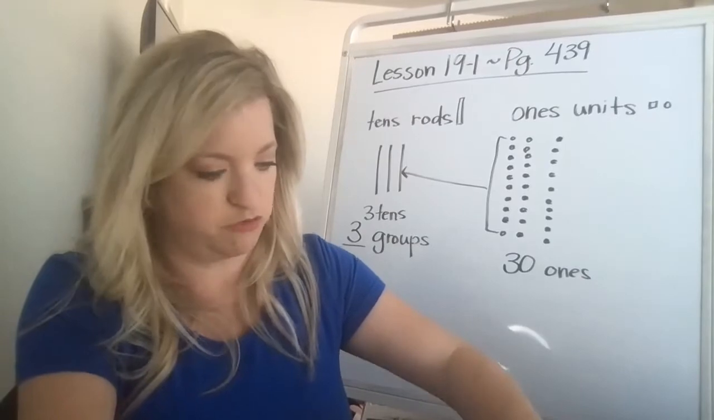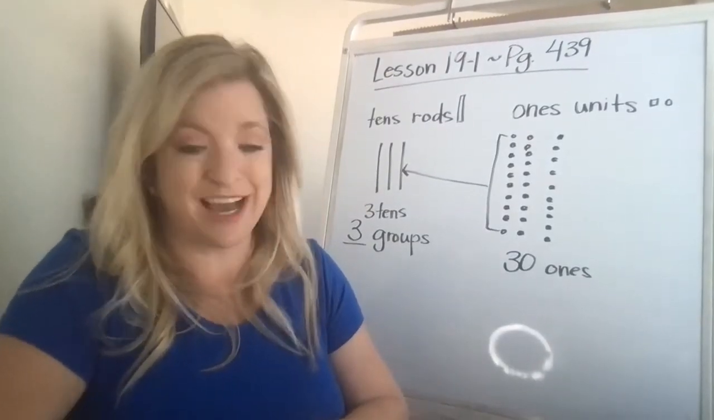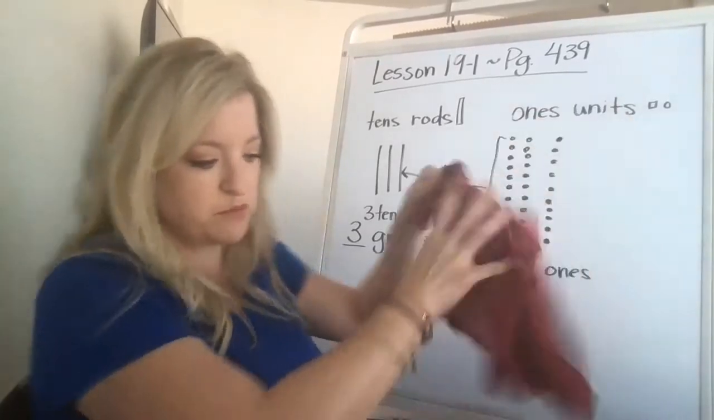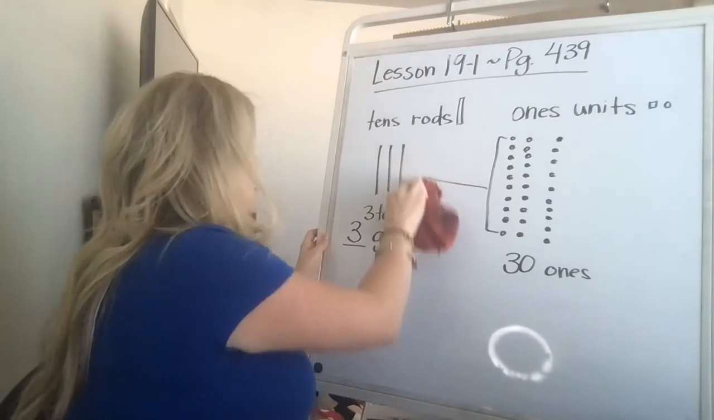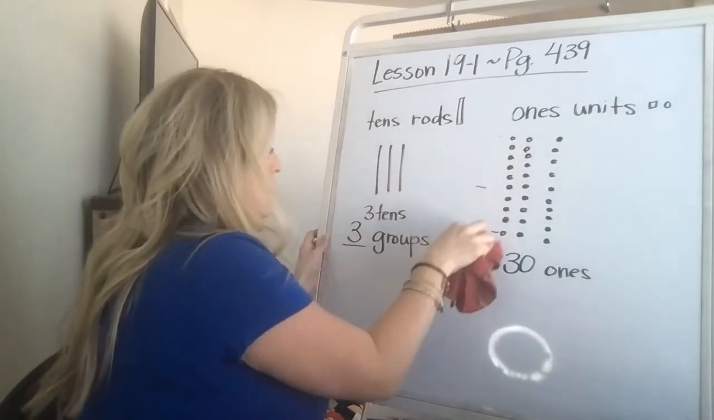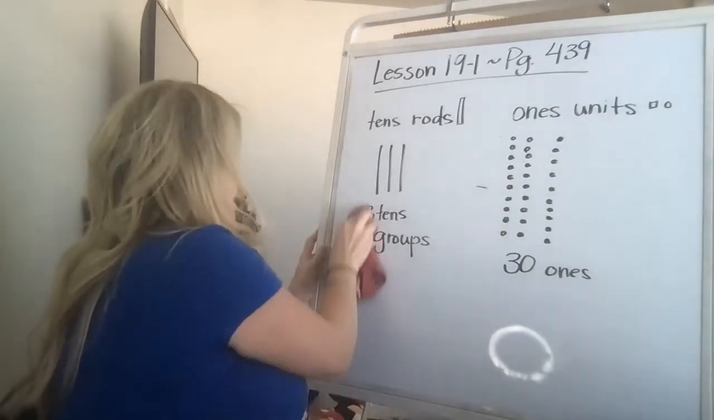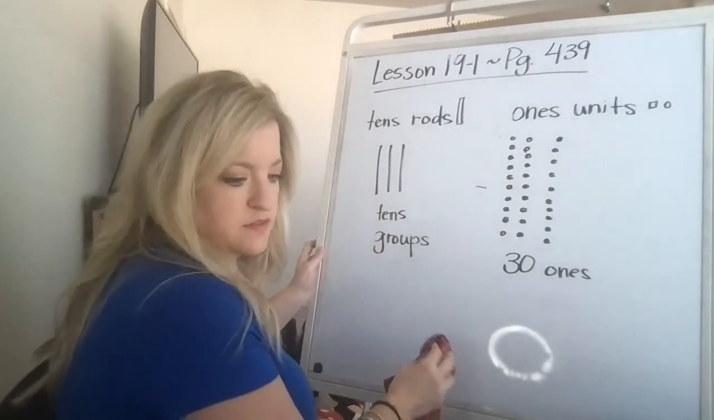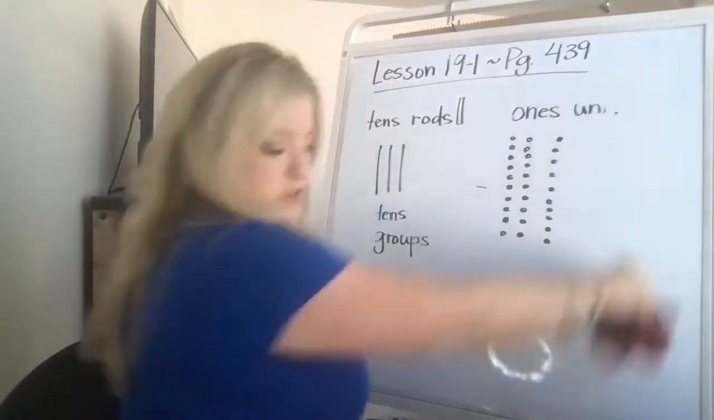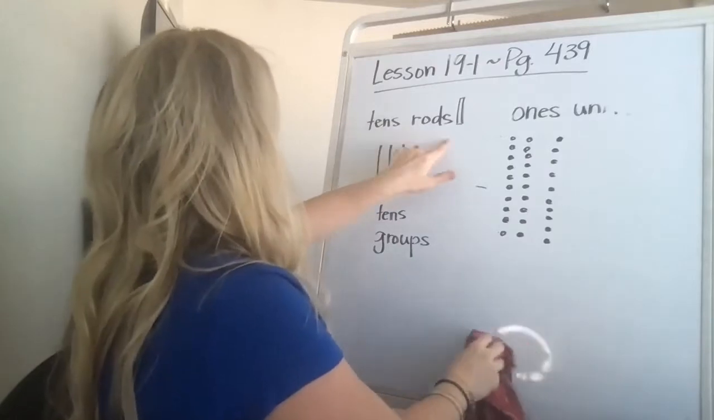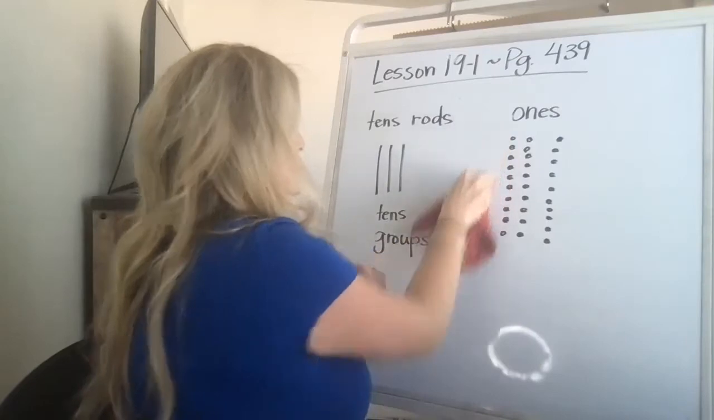We're on page 440 in your math books. Count and write how many 10s. Count and write how many ones. Okay, so number 2 says 6 10s. So I'm going to erase that. Okay, so we'll keep this as 10 rods and we'll keep this as ones units, okay?